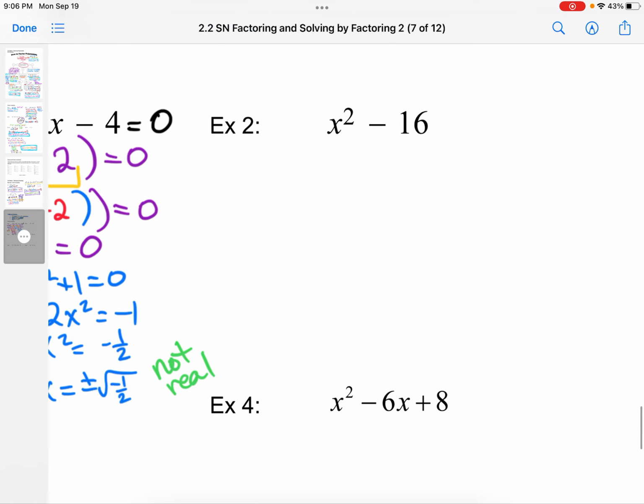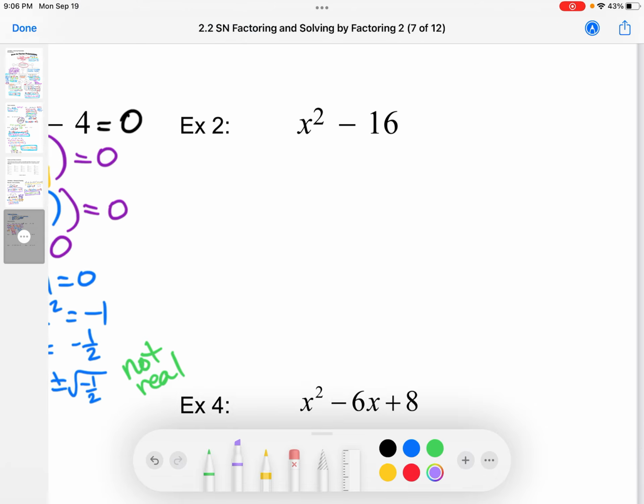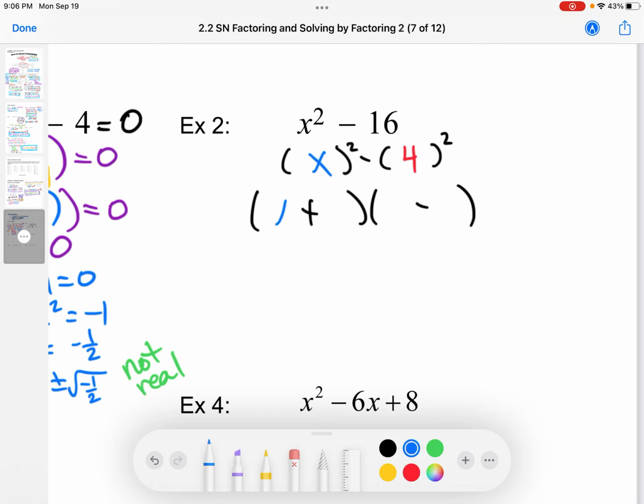Now, look at example 2. X squared minus 16. Looks like a lot shorter problem. There's not a greatest common factor. There are two terms, so we look to see if they might be squares or cubes. These are squares, x squared minus 4 squared. So then this factors, one adding, one subtracting, x plus 4 times x minus 4. And put an equals 0 on this because we are going to solve it.